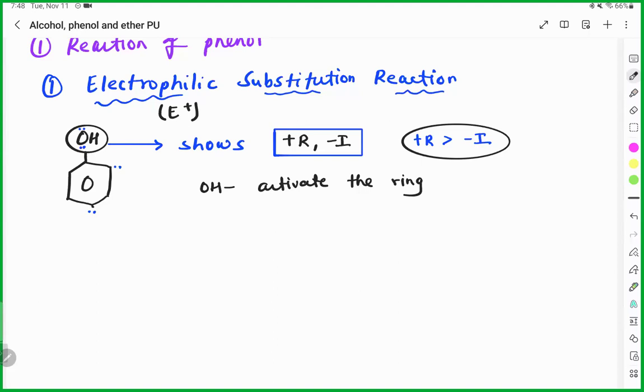That's why sometimes you see multiple substitution of the molecule. Usually only one substituent should be added at a time, but here many can be added at the same time. The reason is high activity due to the resonance effect of the OH group. Because of the very high plus R effect, the ring will be activated and can easily react with different molecules.